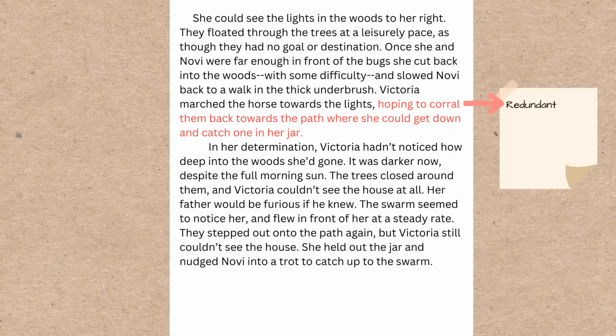In her determination, Victoria hadn't noticed how deep into the woods she'd gone. It was darker now, despite the full morning sun. The trees closed around them, and Victoria couldn't see the house at all. Her father would be furious if he knew.